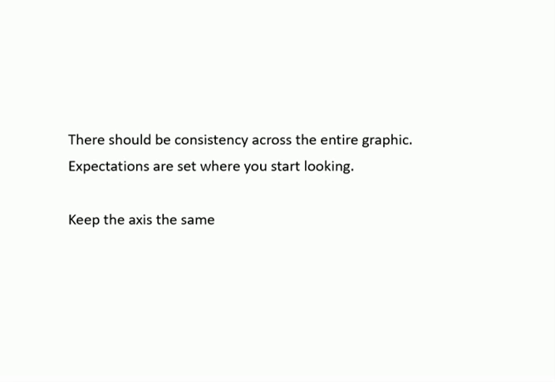When we talk about different violations, we should note that there should be consistency across the entire graphic, not just one object. We should set expectations and look at what data should be shown in the specific visualization, and we should keep the axis the same. We should not shift the axis like in the previous one, without any data change or any other type of data on that axis. So you should look at the axis clearly.